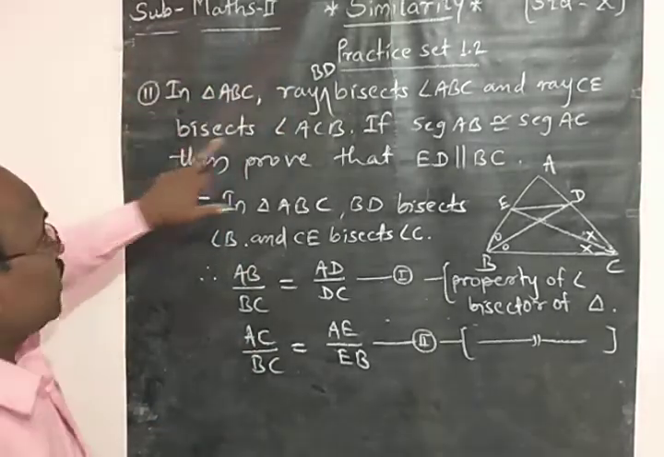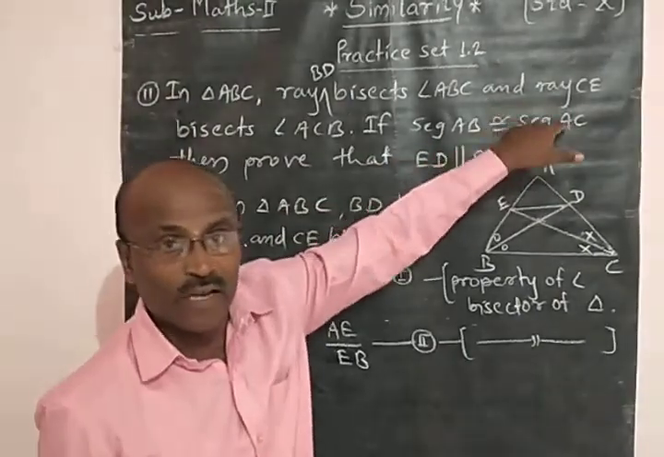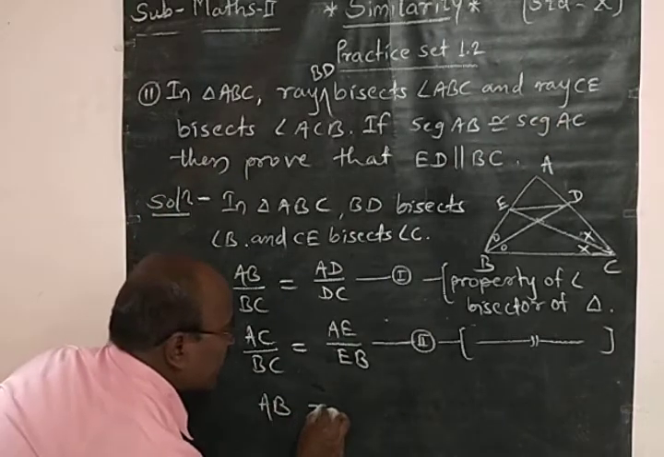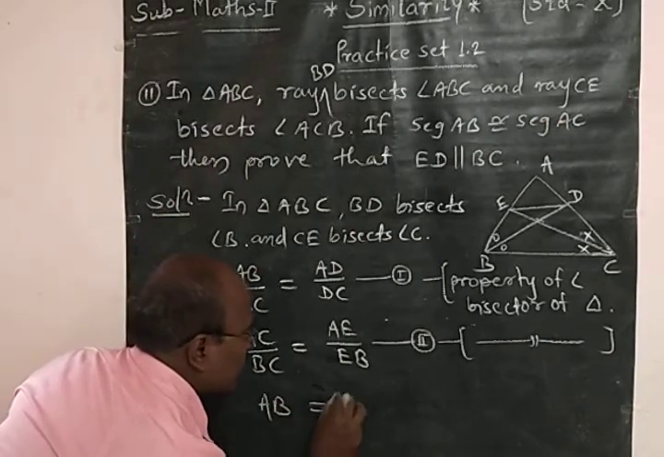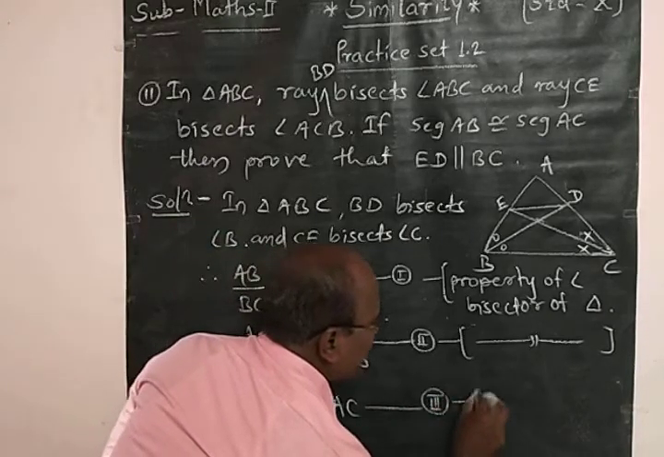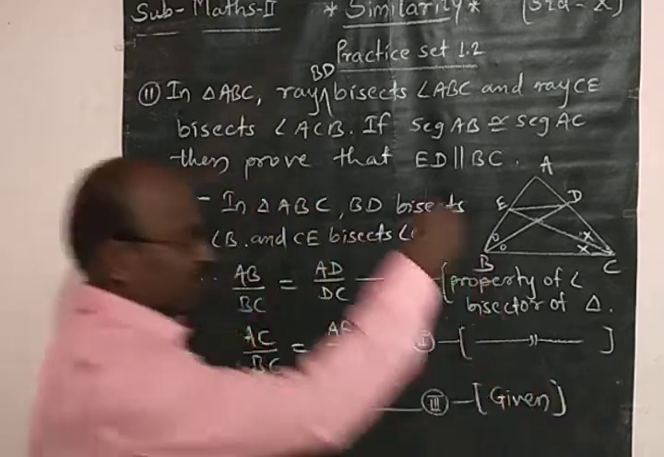Here, segment AB is congruent to segment AC. It is given. So right here AB is equal to AC. Say this as statement 3 and write the reason here: given. It is the given thing.